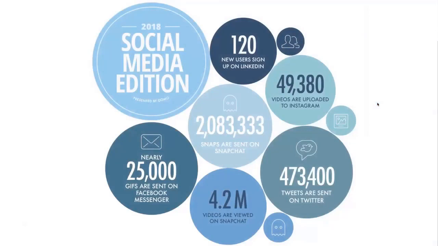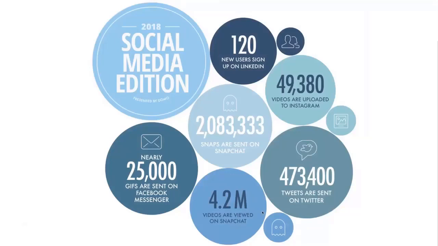This is a summary of the report presented by Domo in 2018, and here we can see that, for example, nearly 25,000 GIFs are sent on Facebook Messenger. That's a curious fact. Actually, almost 423,000 tweets are sent on Twitter, and 4.2 million videos are viewed on Snapchat.